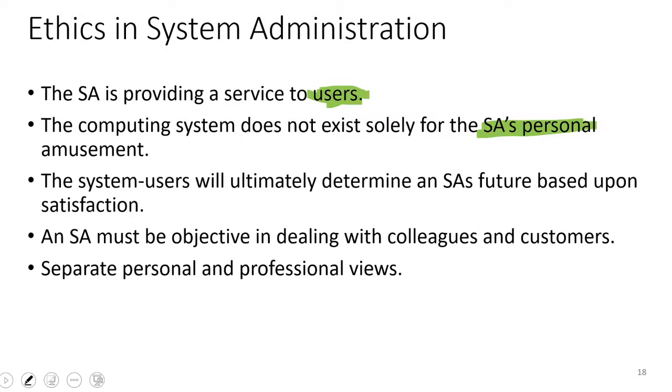Ultimately, at the end of the day, what the end users want is the requirement that the system administrators should provide. So they should not give way to any personal views, personal agendas or personal interests, and they should directly address the concerns of their colleagues and customers with whom they are working.